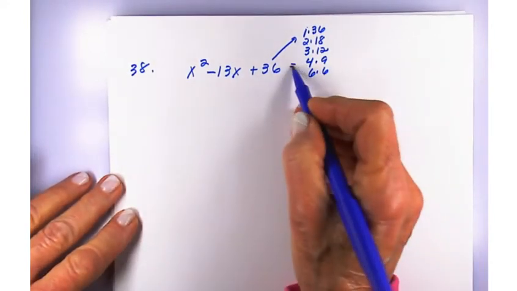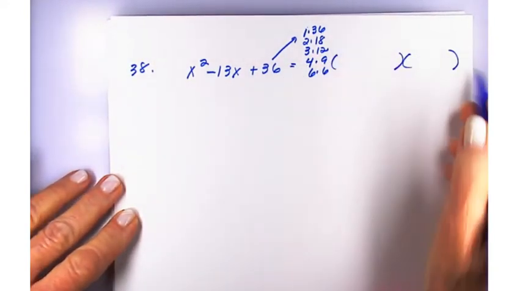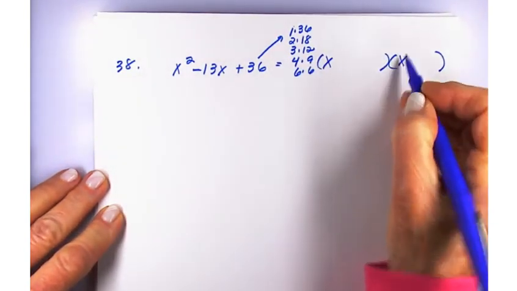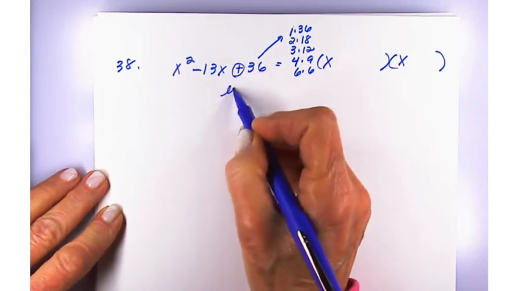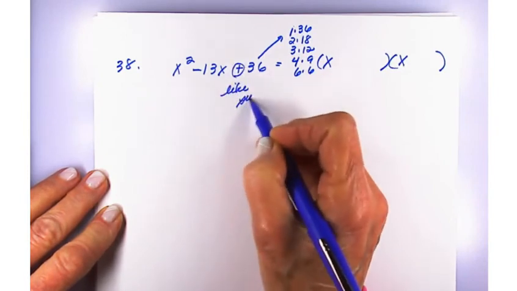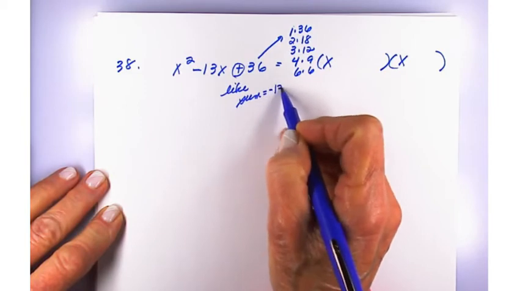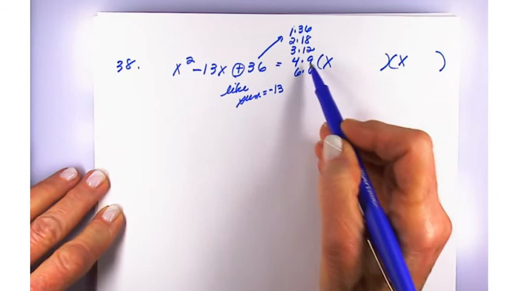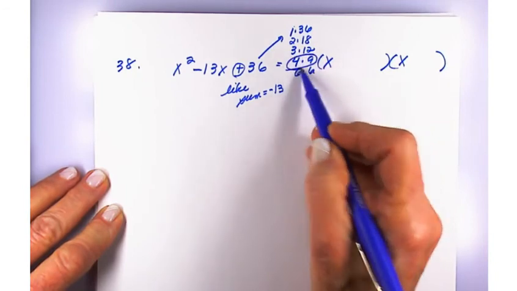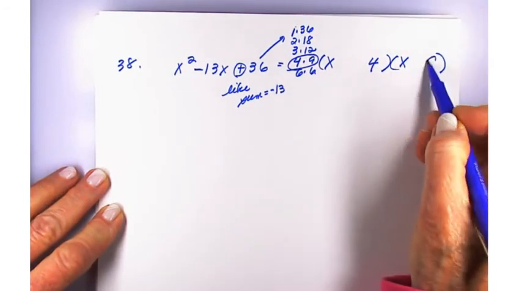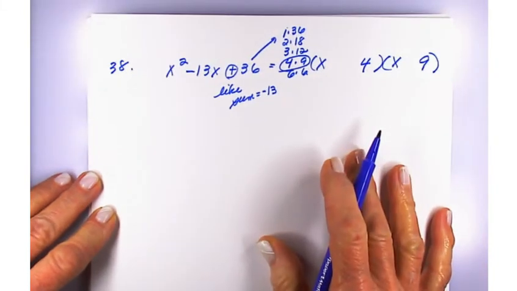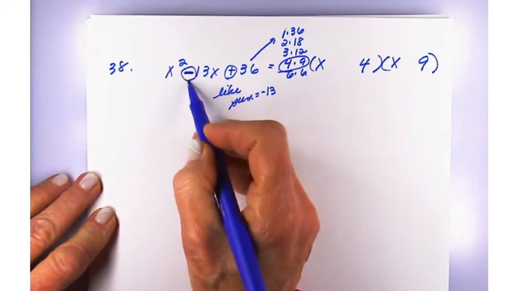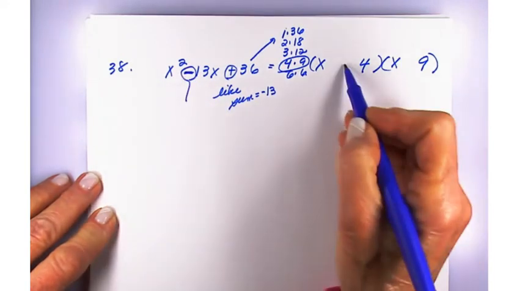We have 2 scoops. My x squared is x and x. My signs are like, so I need a sum equal to a minus 13. 6 plus 6 is 12. 9 plus 4 is 13. It looks like that. So now I need a minus sign. This gives me a hint. So I need both negatives.